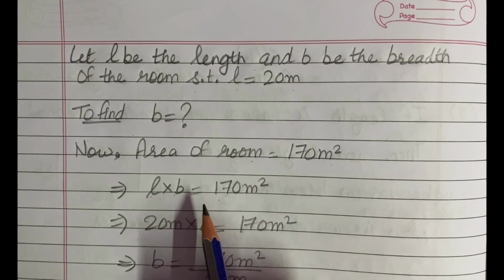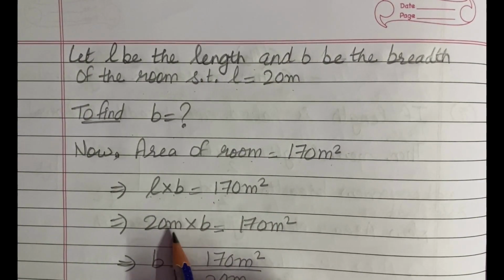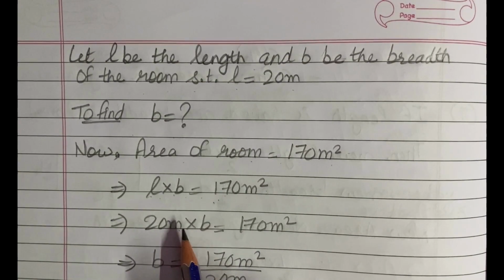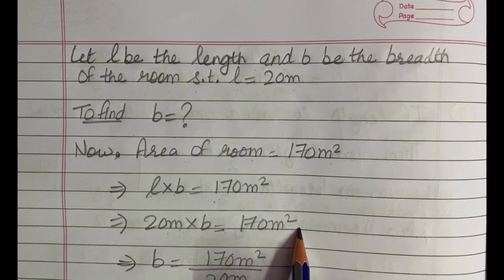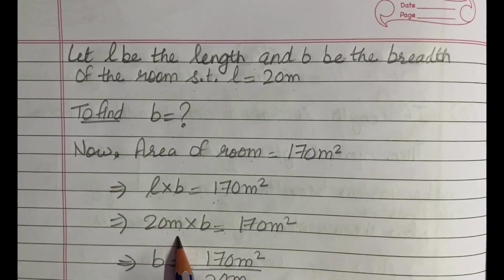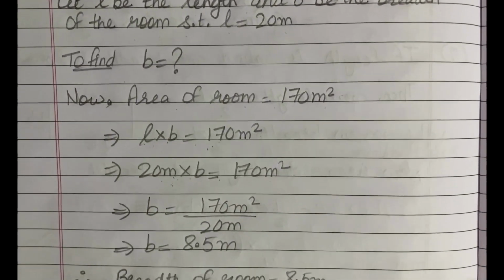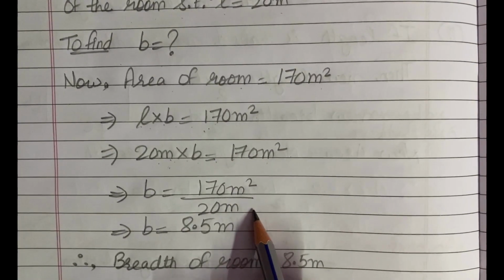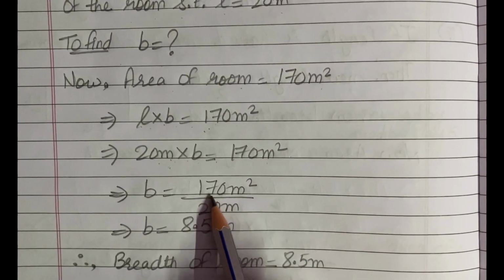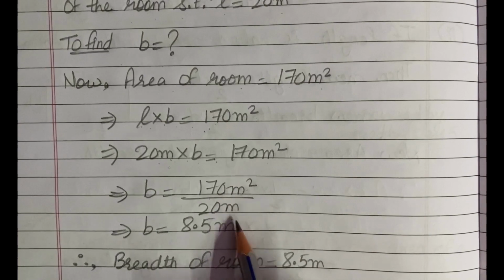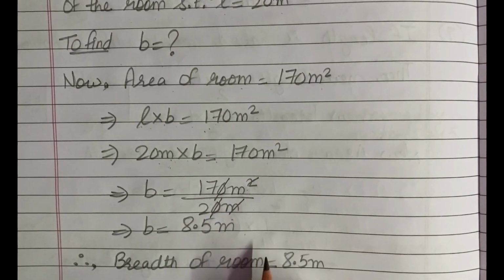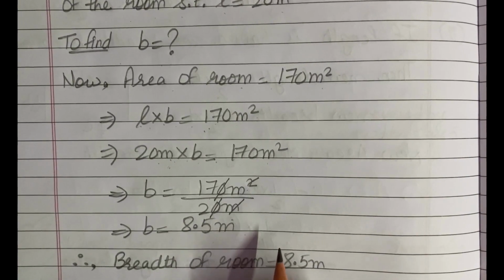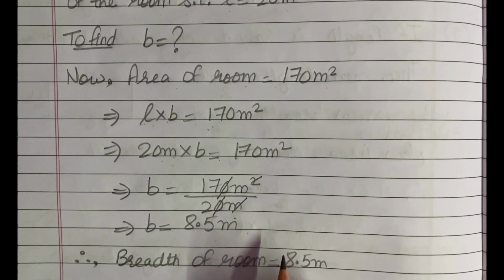In this equation, put the value of L, that is 20 meter. So 20 meter multiplied by B is equal to 170 meter square. Now this 20 meter is multiplying here. On shifting, it will divide, and on dividing 170 meter square by 20 meter, we will get 8.5 meter as the breadth of the room. Hopefully it is clear to you.